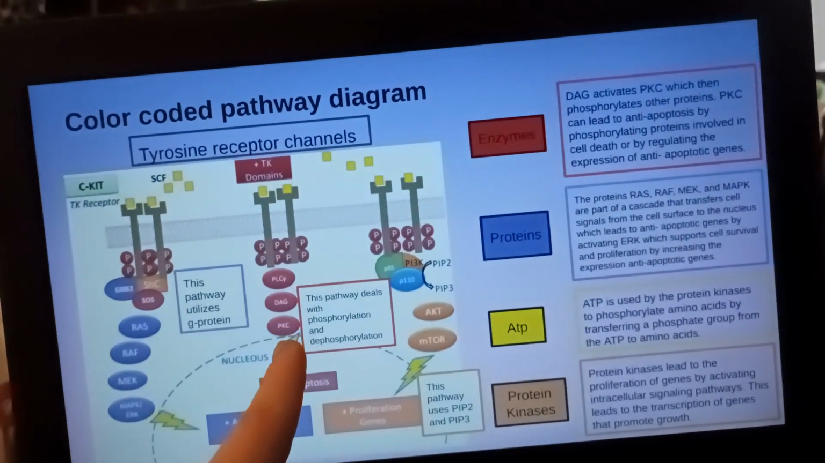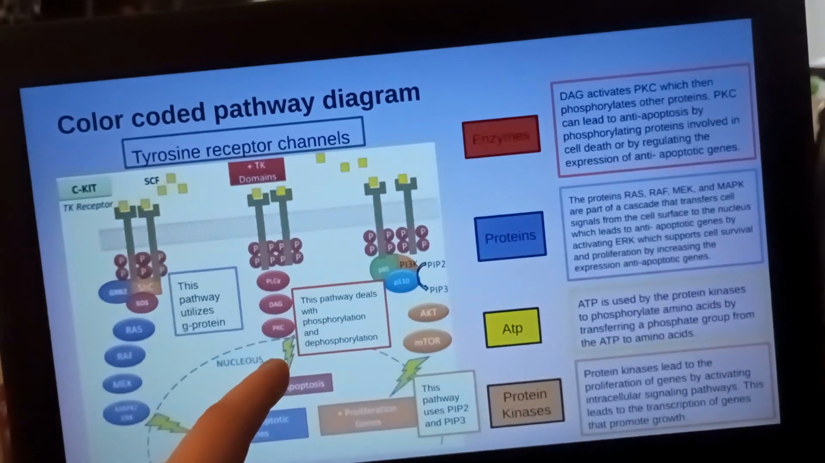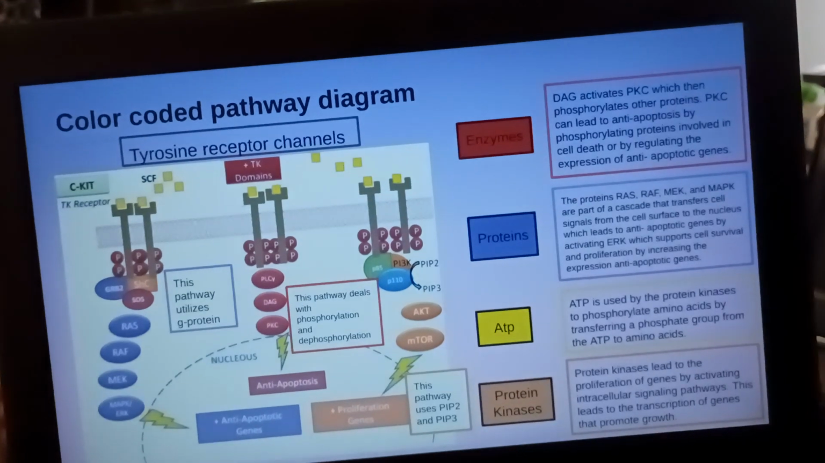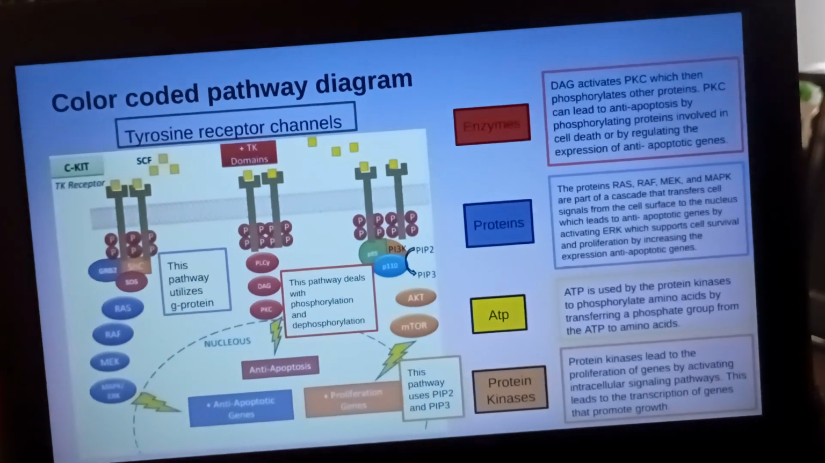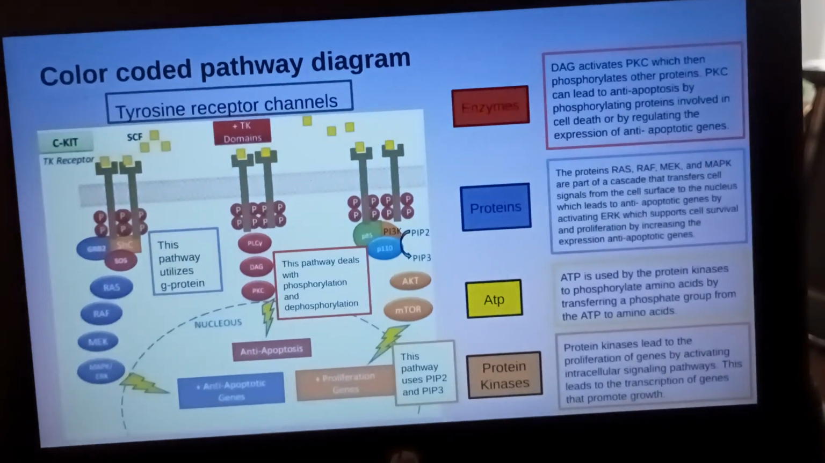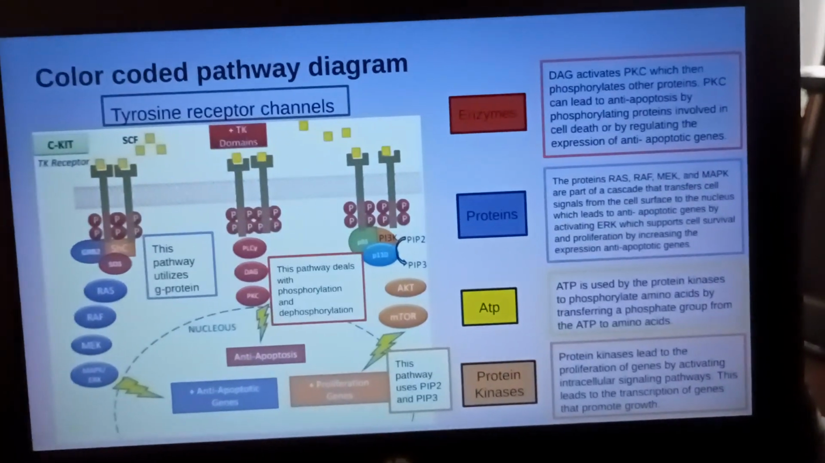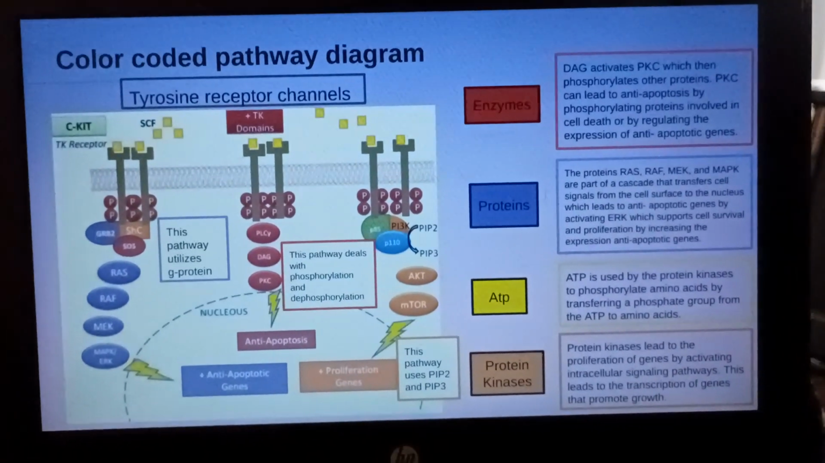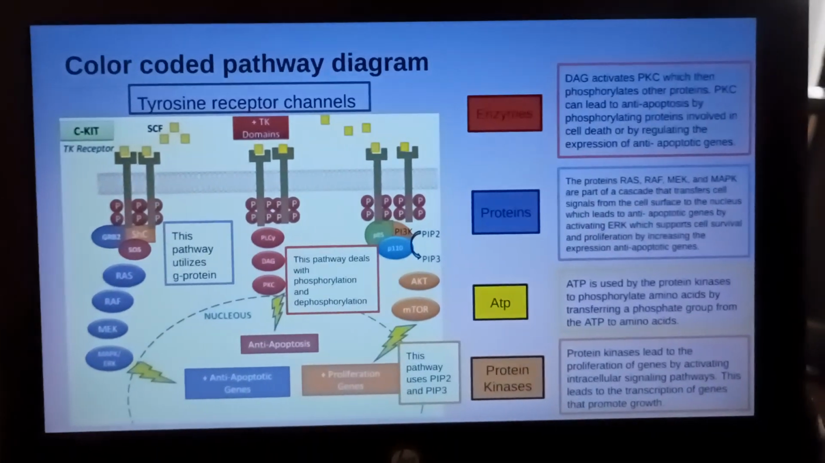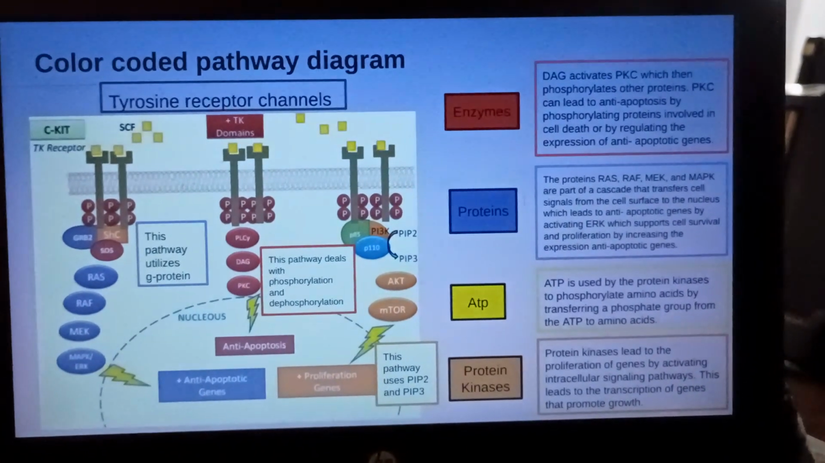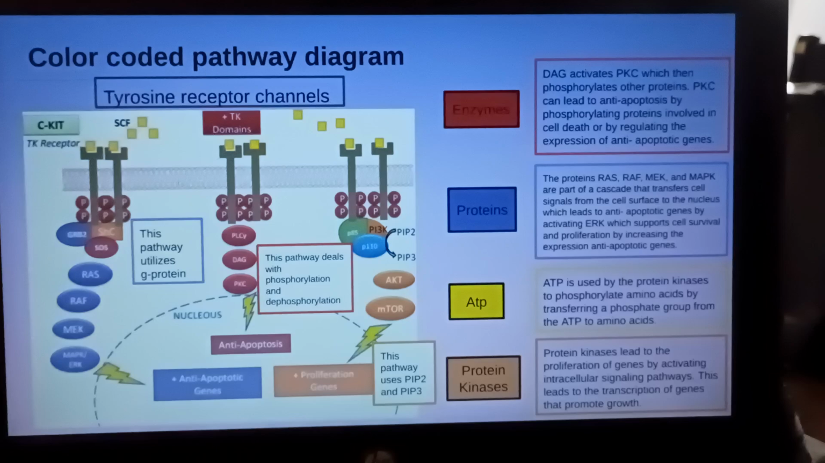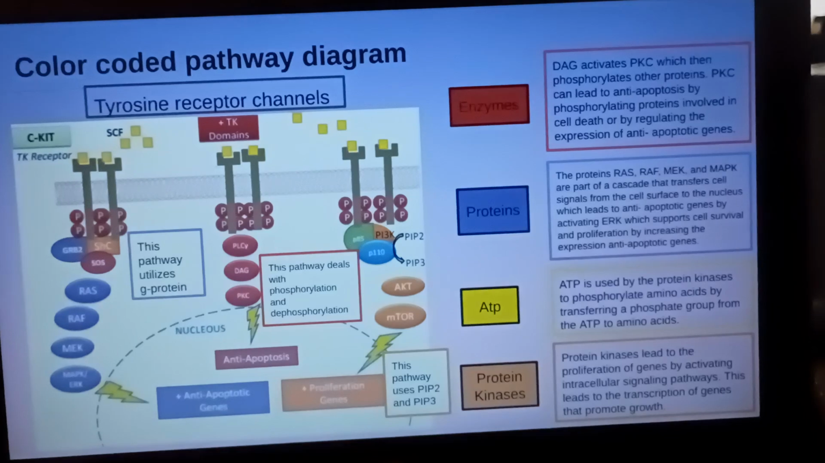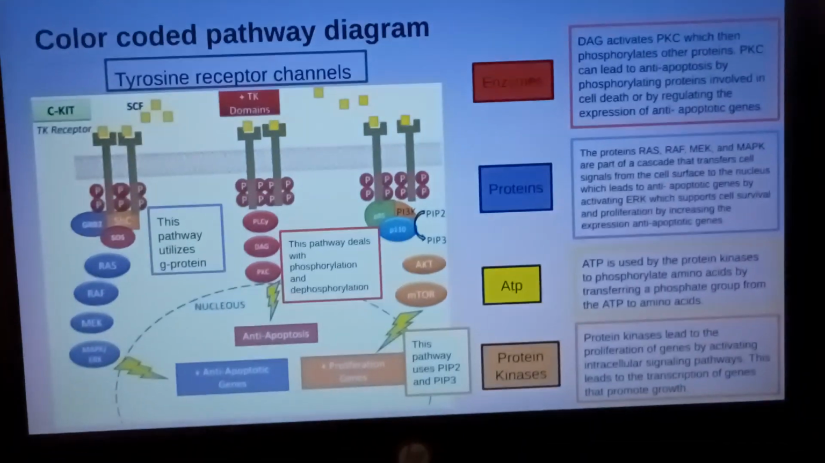This pathway deals with phosphorylation and dephosphorylation. ATP is used by the protein kinases to phosphorylate amino acids by transferring a phosphate group from the ATP to amino acids. DAG activates PKC, which then phosphorylates other proteins. PKC can lead to anti-apoptosis by phosphorylating proteins involved in cell death, or by regulating the expression of anti-apoptotic genes.